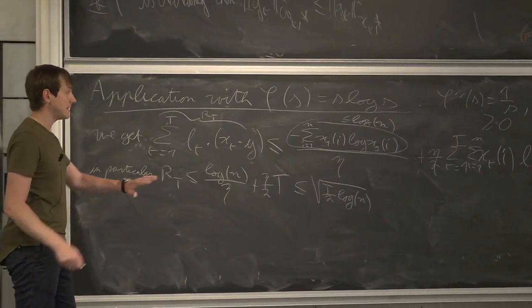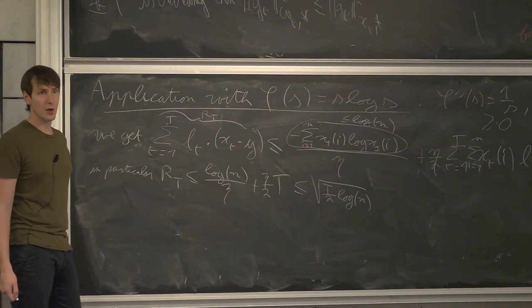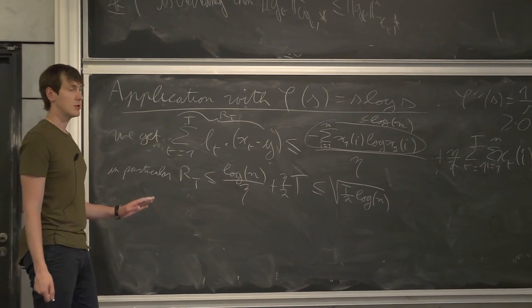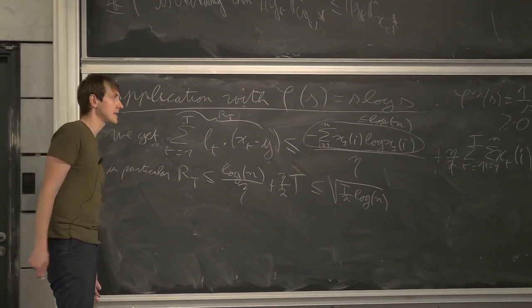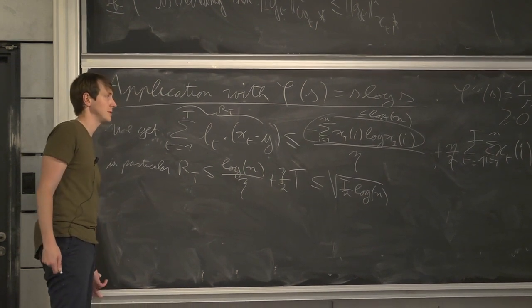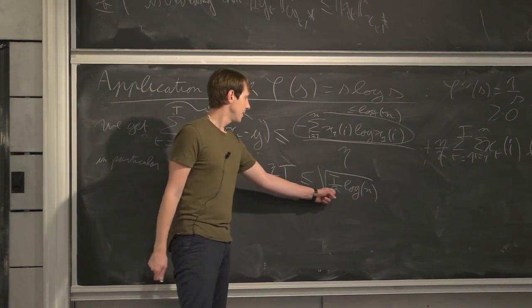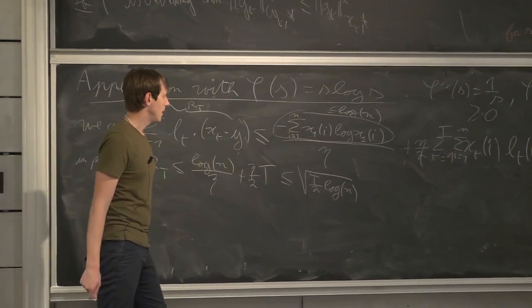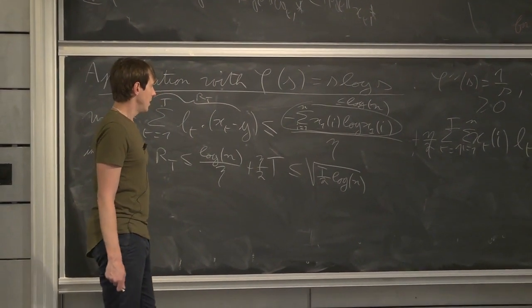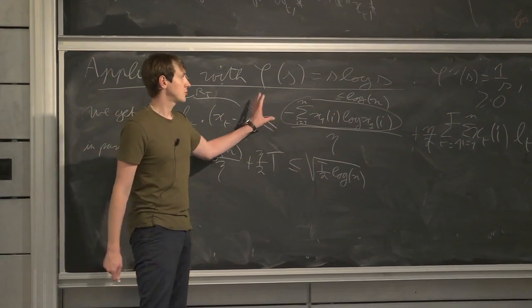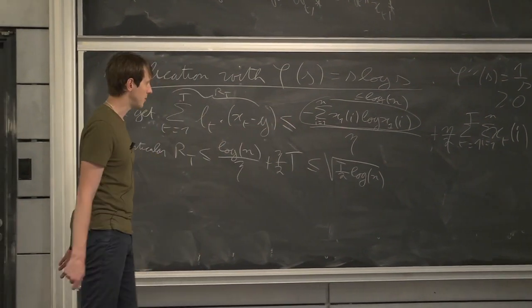This bound is actually optimal even up to the constant. This is just the best you can hope for. Again, this is an exercise. I don't want to talk too much about lower bounds in this course. It's actually super simple, but never mind. So you see, it's a straightforward application of this general lemma.